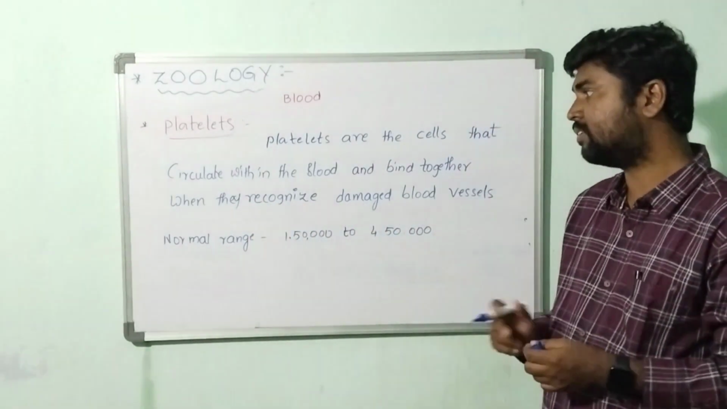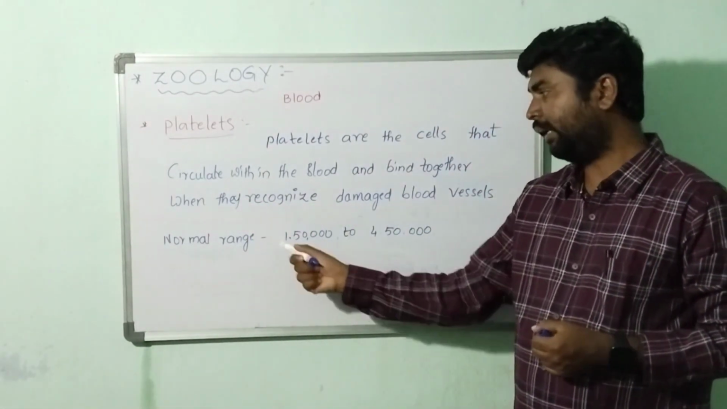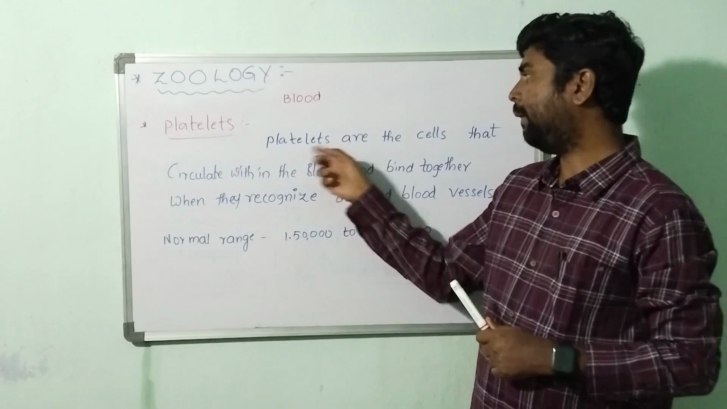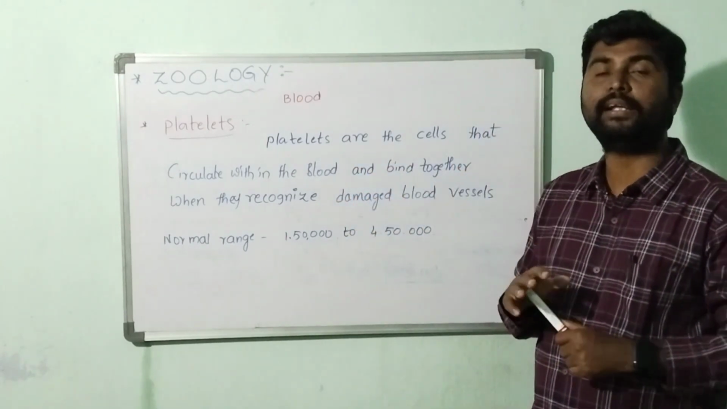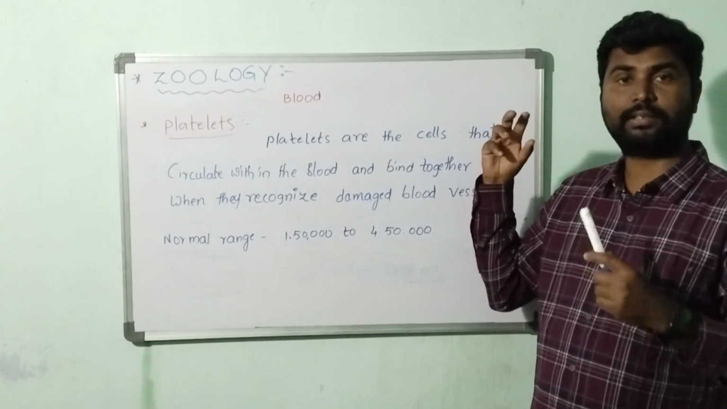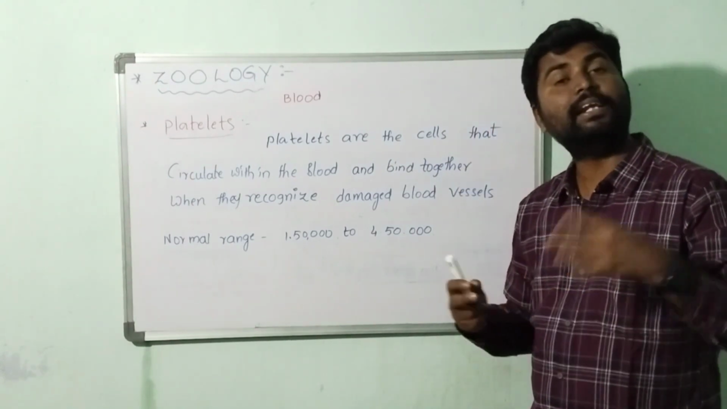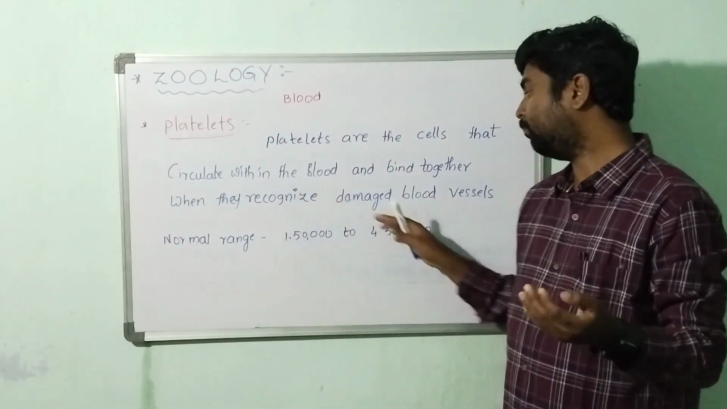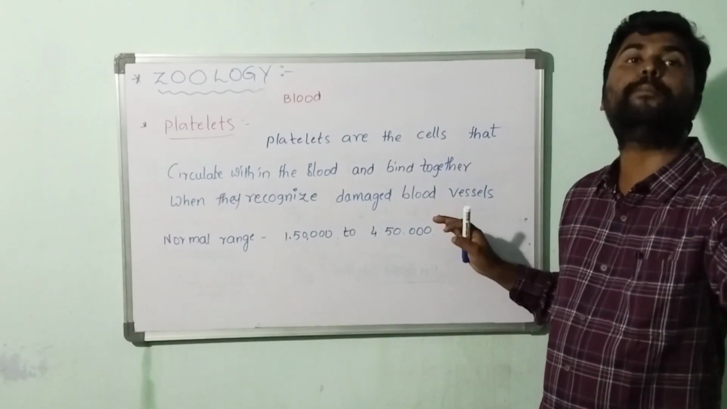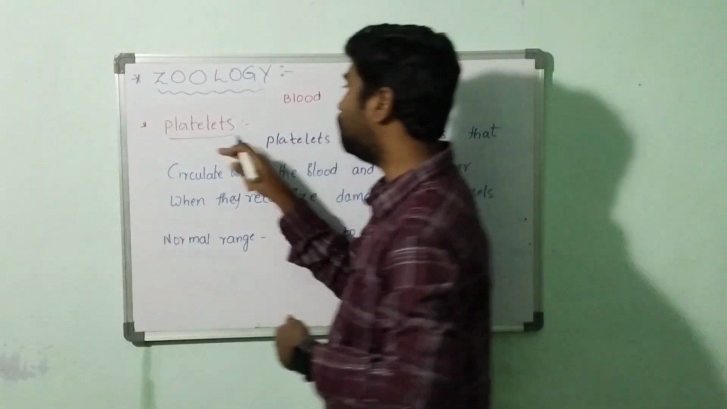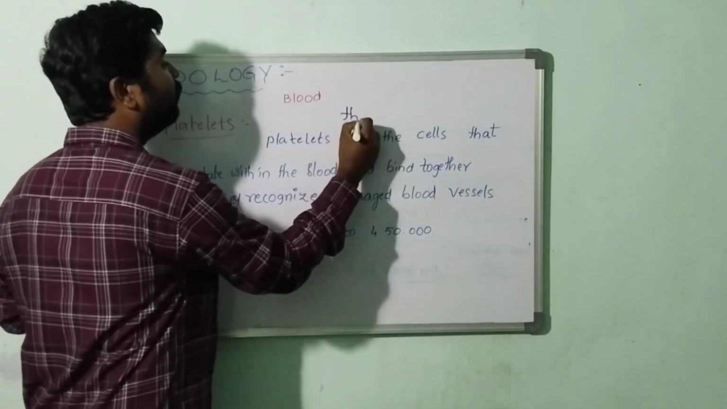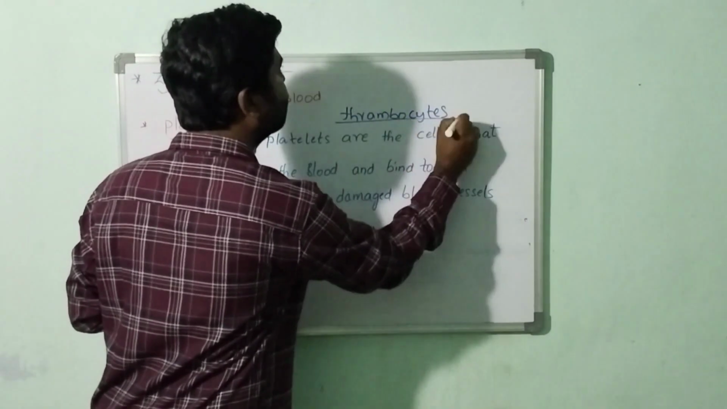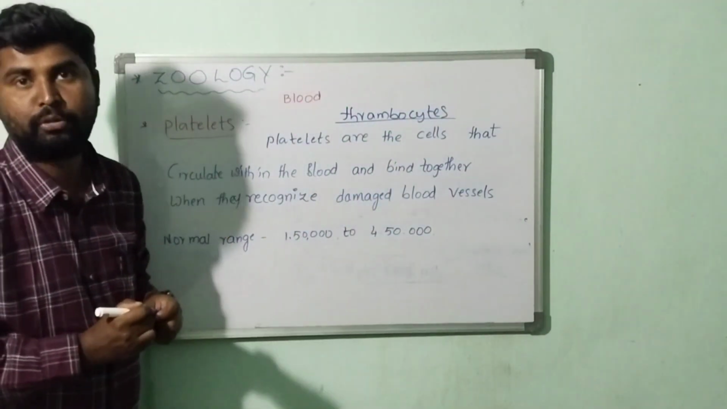So these platelets are the cells that circulate within the blood and bind together when they recognize damaged blood vessels. The normal range of platelets is 1,50,000 to 4,50,000. If they find damaged blood vessels, at that time they go and repair the part. That's why platelets are also known as thrombocytes.